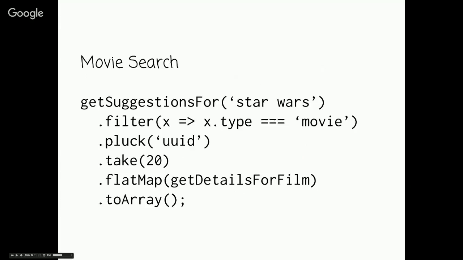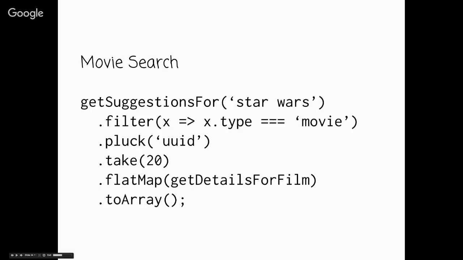So, we have a function called get suggestions for. All that does is it takes a search term and it makes an HTTP request and gets search results back, right? But they come back presented as an Rx collection. So after the first line, we now have a stream of suggestions, matches. Now I want to filter out only the movies. So now I have a stream of movies.